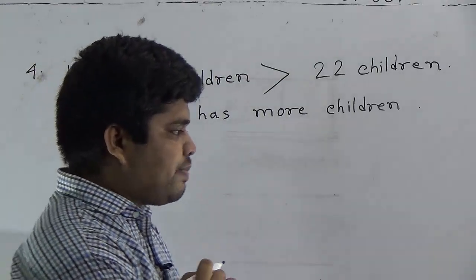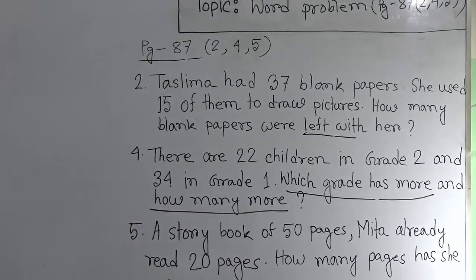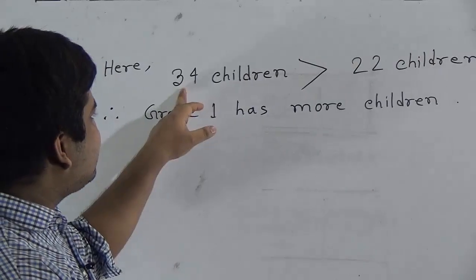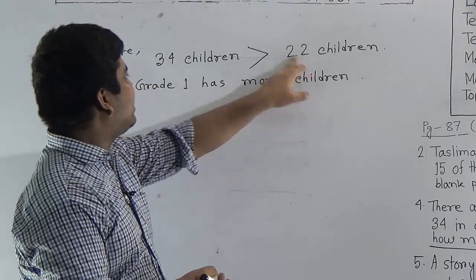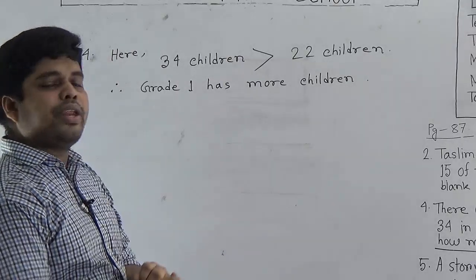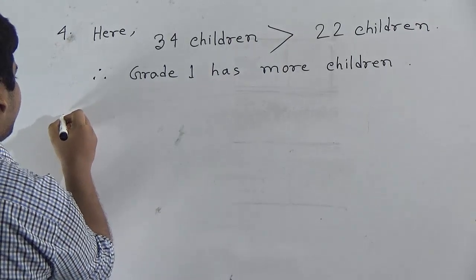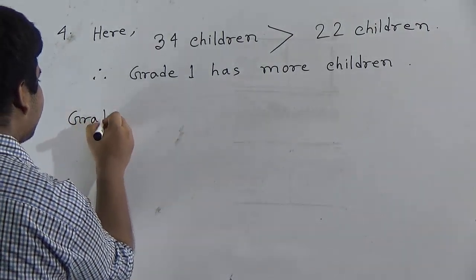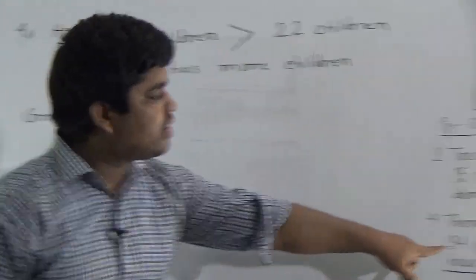My dear students, our next part is how many more? In order to find out how many more, how can we do it? Here 34 children, here 22 children. If we subtract these 22 children from 34 children, then we can easily find out how many more children. Okay. So in order to solve that part, we need to write grade 1 has how many children? 34 children. So write 34 first.